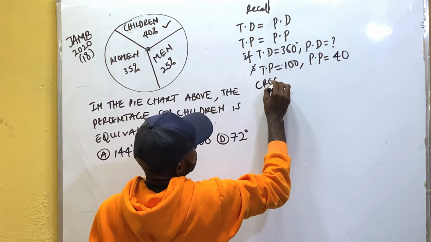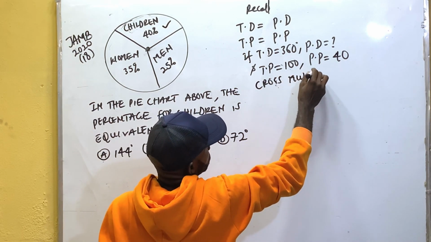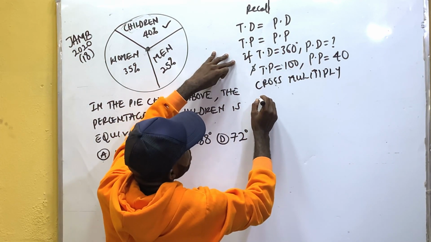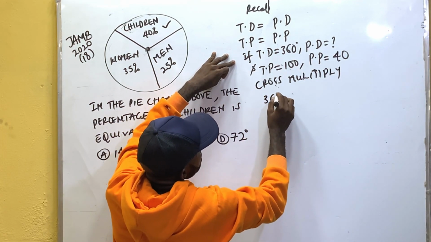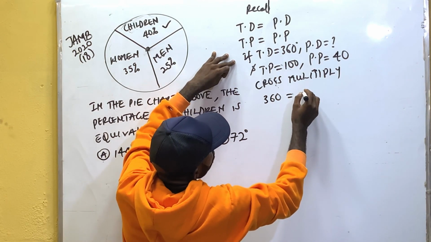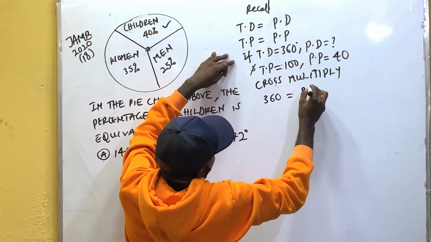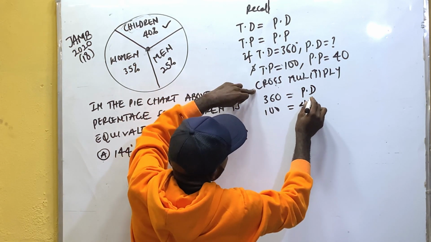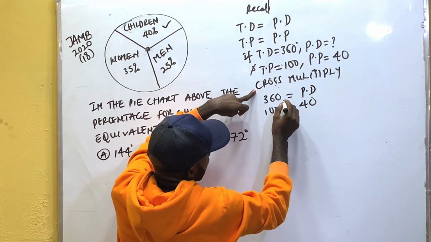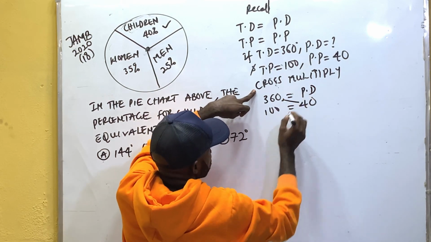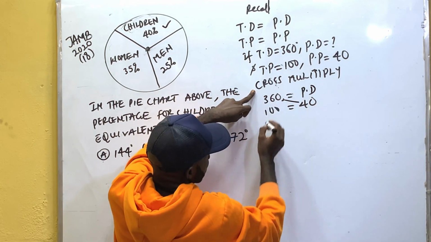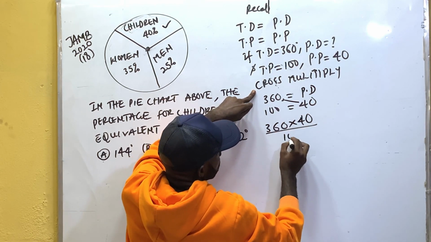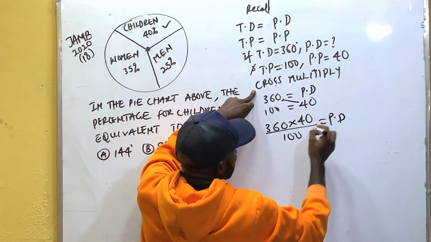If I am to cross multiply, this is what I'm going to have. I'm going to have 360 equal to my partial degree, and then 100 is equal to 40. Obeying this instruction, this is what I'm going to have. This goes up and this goes up. But we don't need to take this up because we're dividing. So we can have 360 times 40, that's equal to 100. And that gives us a partial degree.